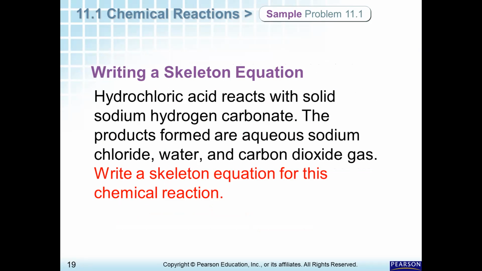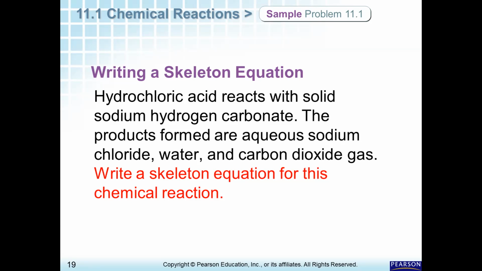HCl. How do I know that it is aqueous? Because we said hydrochloric acid. If it is a solid material or something, it will be written in a different way. Anyway, it reacts with the solid sodium hydrogen carbonate. What is sodium hydrogen carbonate? It is NaHCO3, that's what it is.